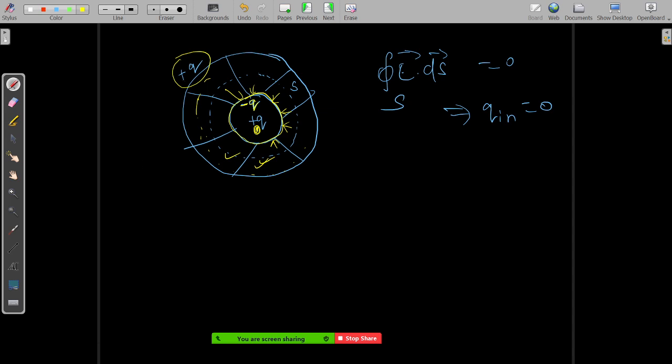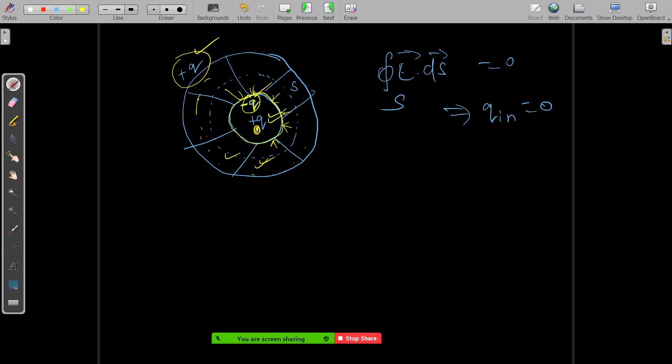So you can see this plus Q charge and this minus Q charge becomes zero. Anyway, this metal was neutral initially, right? So the total charge here is still plus Q only, this one. So this is how the charges get arranged in the metal.